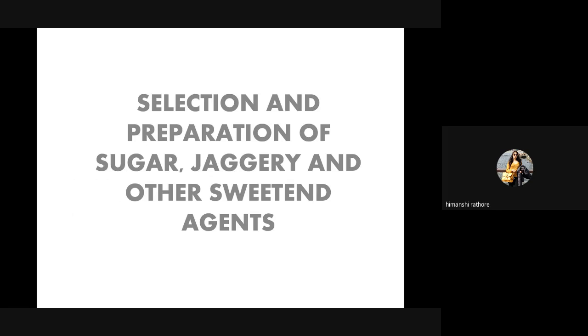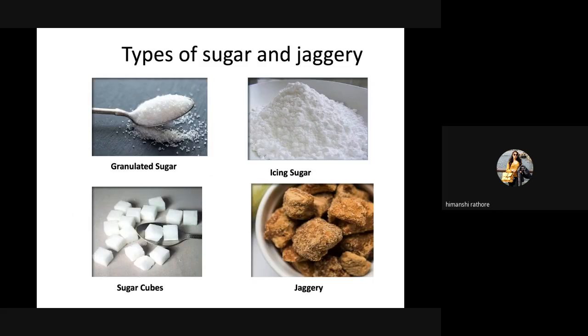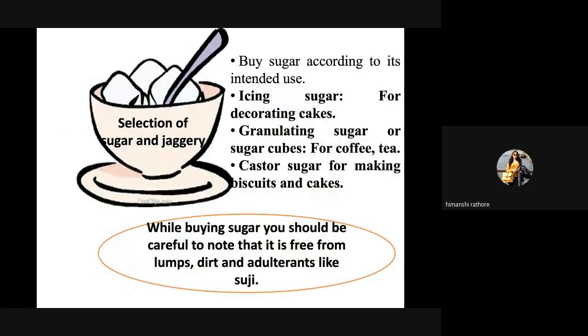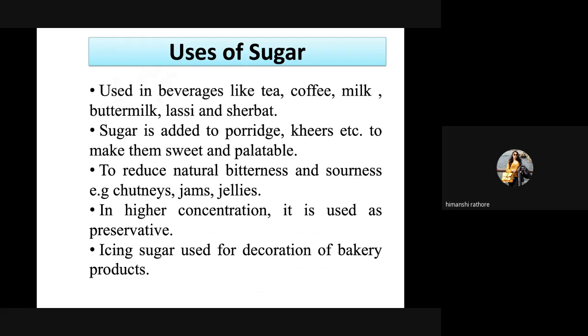Then we talked about the selection of jaggery and sugar. We talked about various types of sugar and how we use different types of sugar in our kitchens. There is not much to say about selecting good sugar from the market. You just have to keep in mind that it is free from moisture. If moisture is there in sugar, it will form small lumps, which is not good. There should not be any kind of dirt, and you always have to check that there is no adulteration in your sugar.